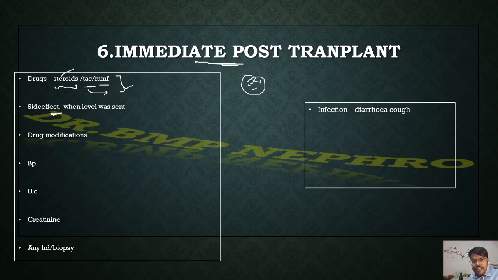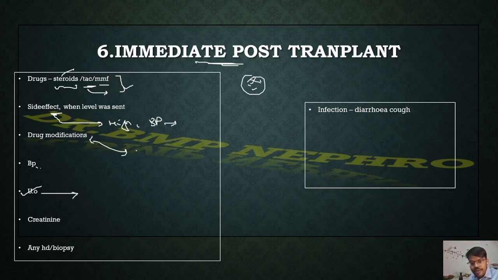You have to tell about the steroid toxicity, especially how was his sugar, how was his blood pressure, because CNI is one of the things which can cause high blood pressure. So if it is high blood pressure, how many drugs he was taking, and what was the drug modification which was done after getting the tacrolimus level. What was the urine output?